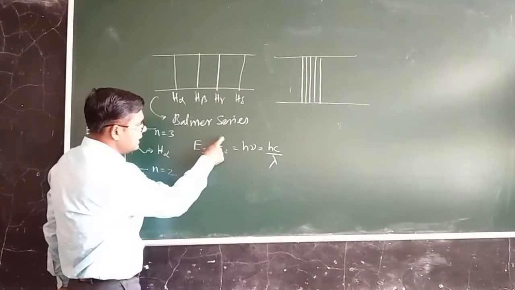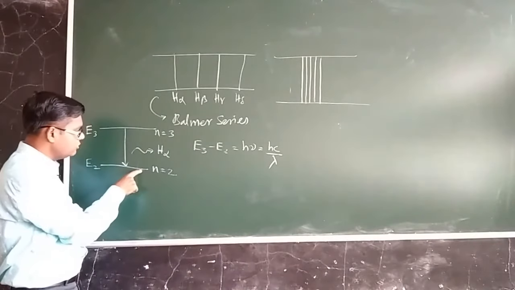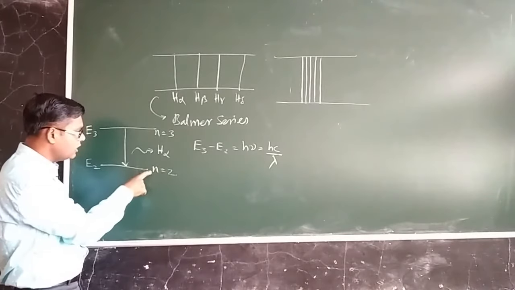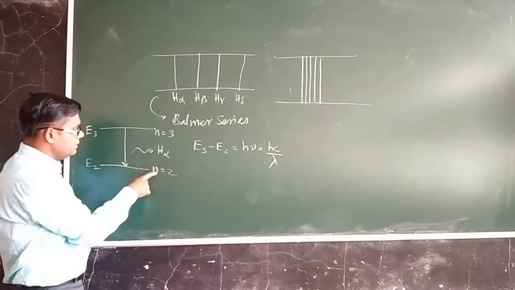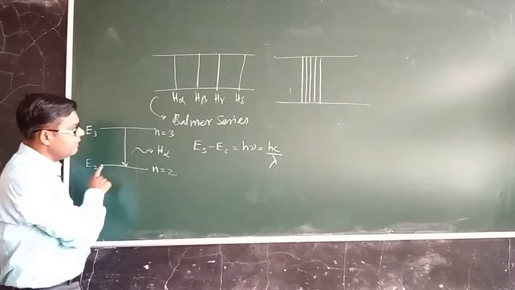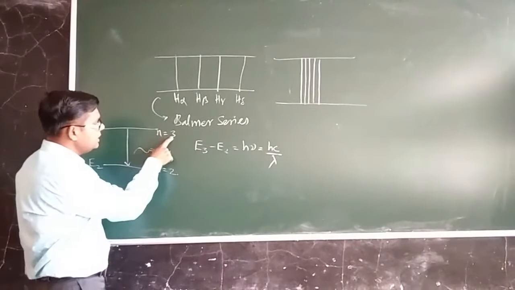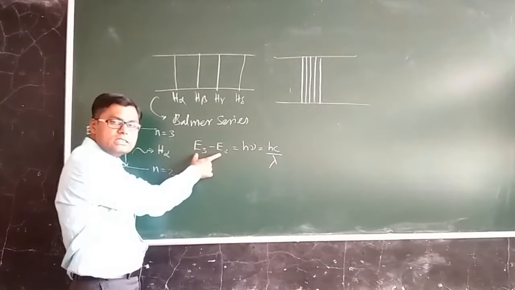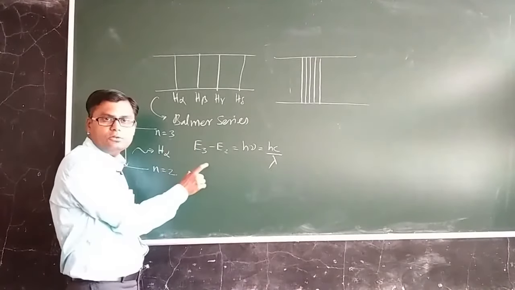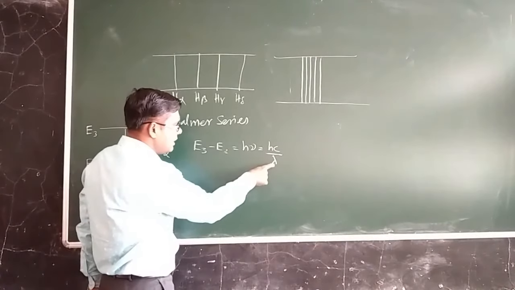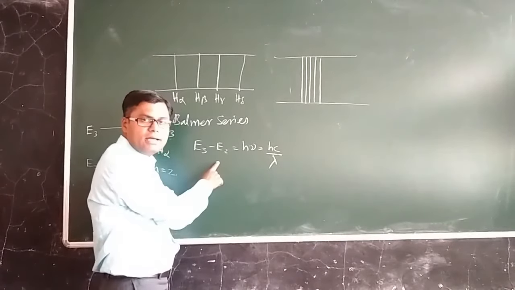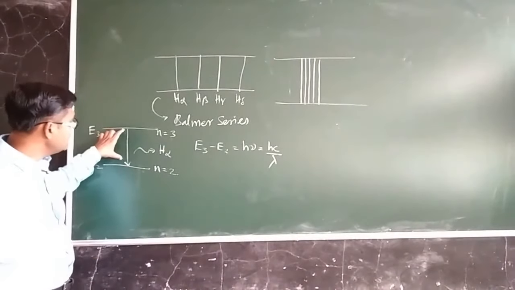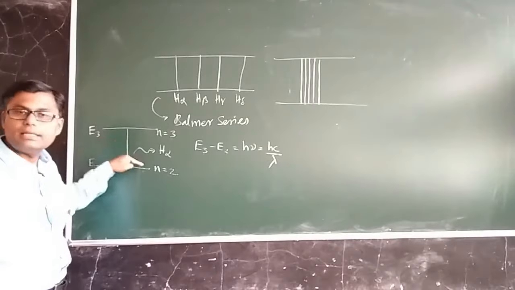Now you see, a single value of E2, since according to Bohr there is a single energy level corresponding to the quantum number n equal to 2. Here n equal to 3, we will have a single value of energy. The difference of these two single-valued energies will be a single value, right? So lambda will have a single value. There should be only one wavelength emitted from the transition between these two levels, right?